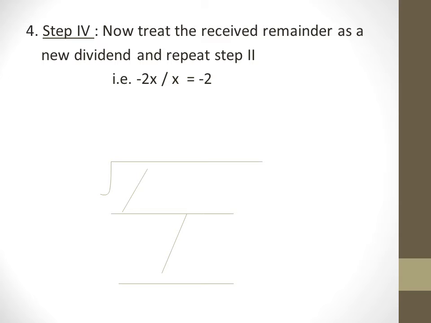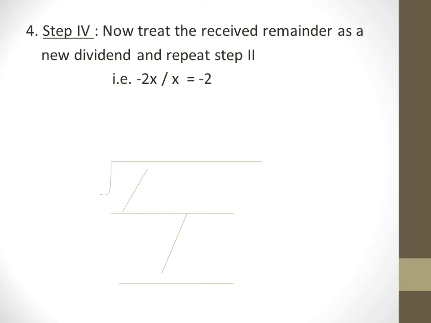Divide the first term in the new dividend with the first term of your divisor, that is x. What is the first term in your new dividend now? It is minus 2x. So minus 2x divided by x. Minus 2x is the first term in the remainder we got in the third step. Treat that remainder as your new dividend. So the very first term is minus 2x, so I have written here minus 2x divided by x as the first term in g of x. X will get cancelled and what you are going to get is minus 2.